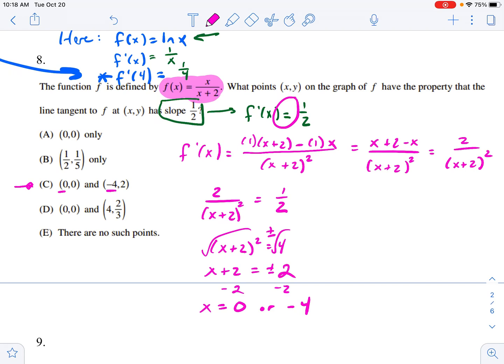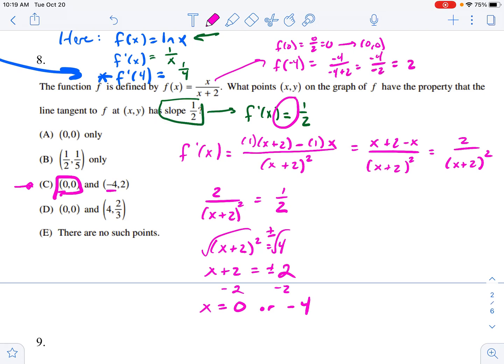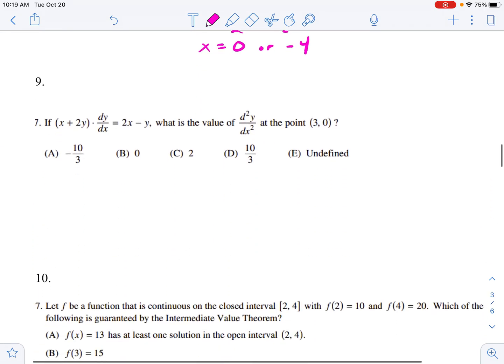Not a bad idea to verify we get the right y values, though. So we go back to this function. If I plug 0 in, I get 0, so that's the point (0, 0). That seems right. If I plug negative 4 in, we're getting negative 4 over negative 2, which is positive 2, so that's the point (negative 4, 2), and that also checks out. So choice C it is. The slope is 1/2, set the derivative equal to 1/2, and then solve.